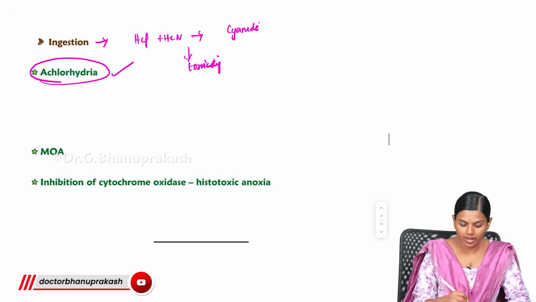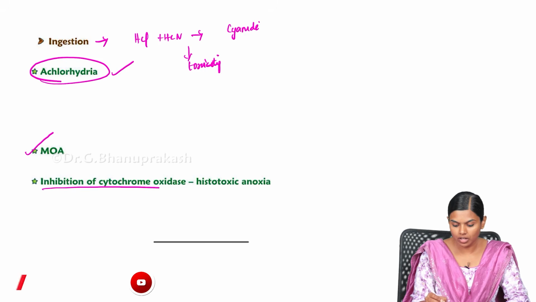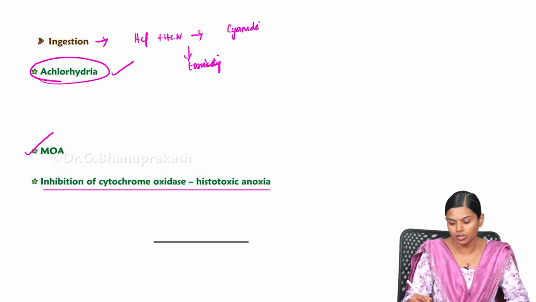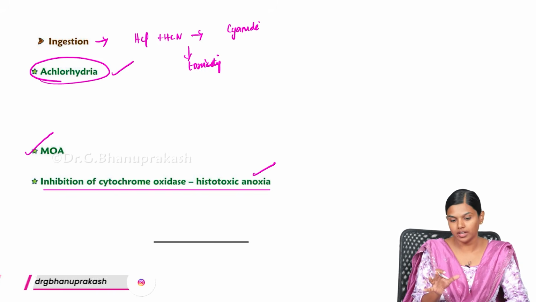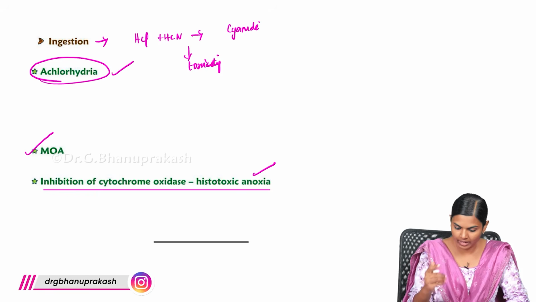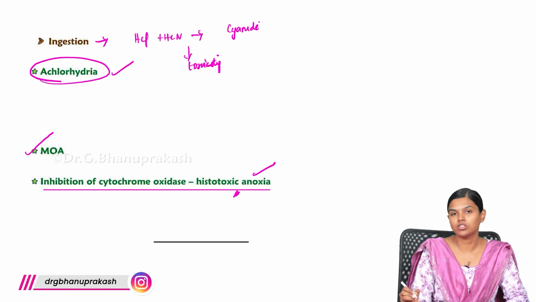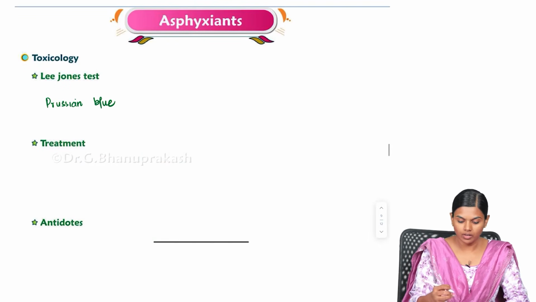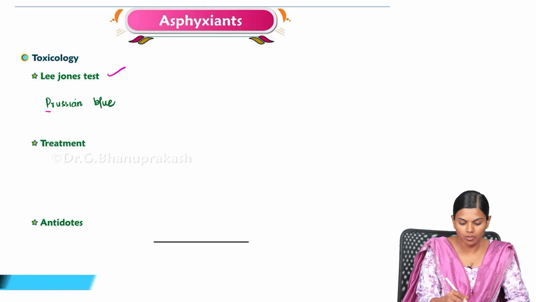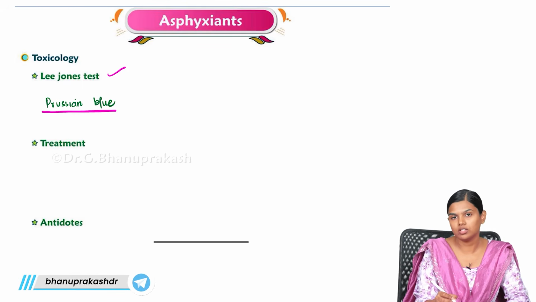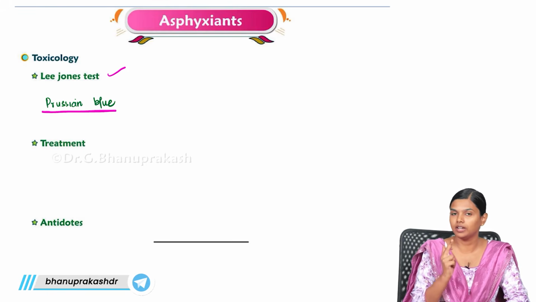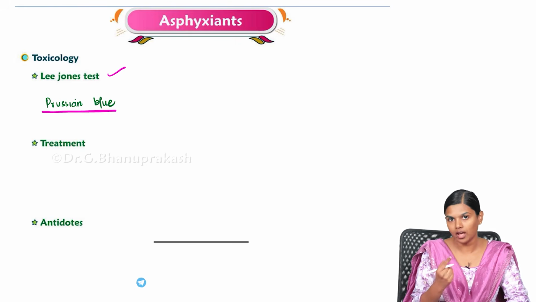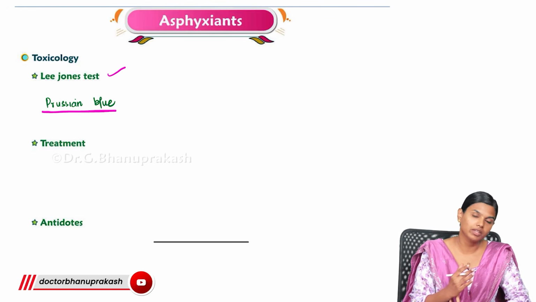And what is the mechanism of action of this poisoning? It will cause inhibition of cytochrome oxidase. It will lead to histotoxic anoxia. The cytochrome oxidase will be inhibited by this, and at the cellular level, you will have anoxia. This is known as histotoxic anoxia. The test that we can use for this is the Lee-Jones test, and it gives Prussian blue. So, the Lee-Jones test is used in cyanide. Bitter almond smell is for cyanide. The mechanism of action is cytochrome oxidase inhibition, and it is not useful in achlorhydria individuals, but sometimes it can cause toxicity in them also.